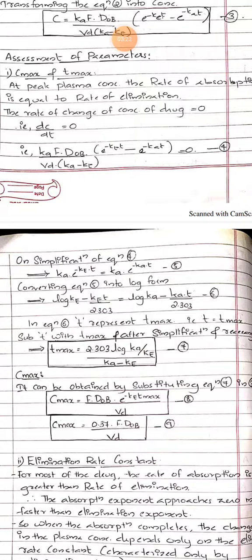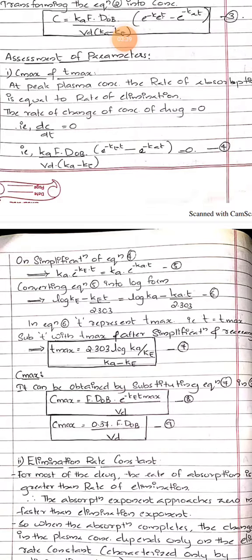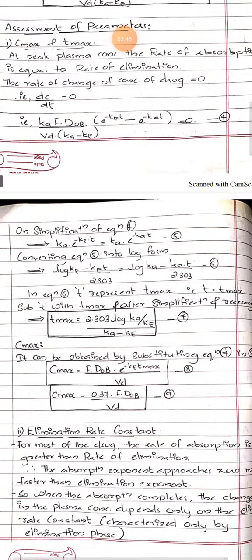Sorry, there is a small mistake in equation 5. It was written as Ka into e raised to minus Ke into T, but it is actually Ke. Equation 5: Ke into e raised to minus Ke into T is equal to Ka into e raised to minus Ka into T. That is equation 5.